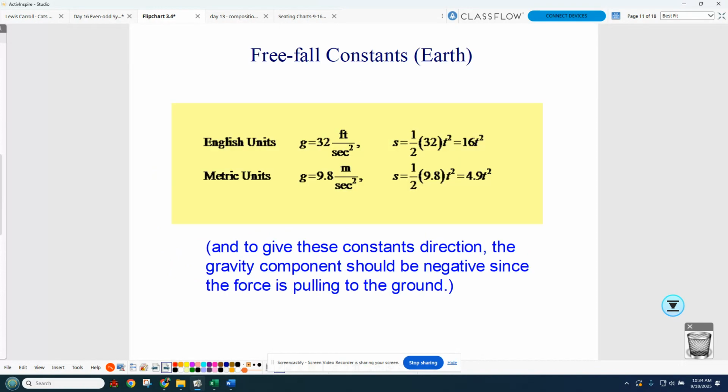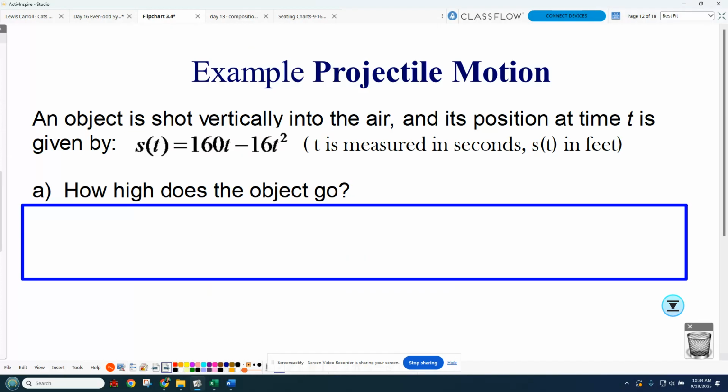And gravity, you don't need to know it, but in English units it should be negative 32 feet per second squared versus negative 9.8 meters per second squared. Without a calculator, we can use calculus to figure out how high an object would be. Talk to each other and figure out how you can do that without calculus.